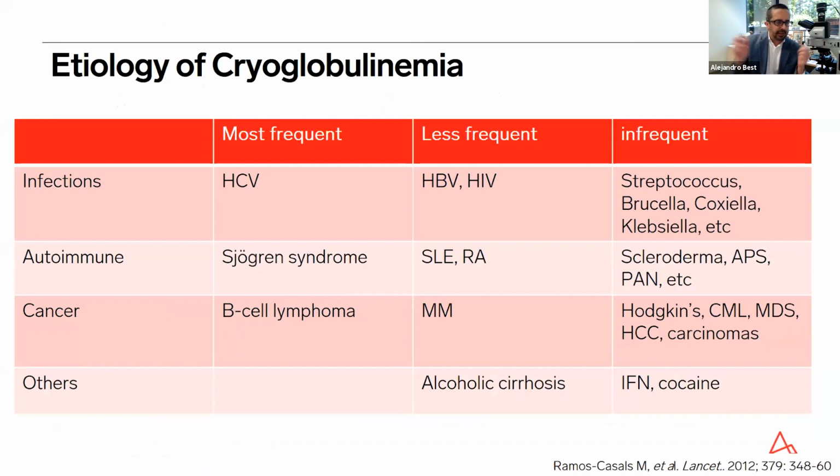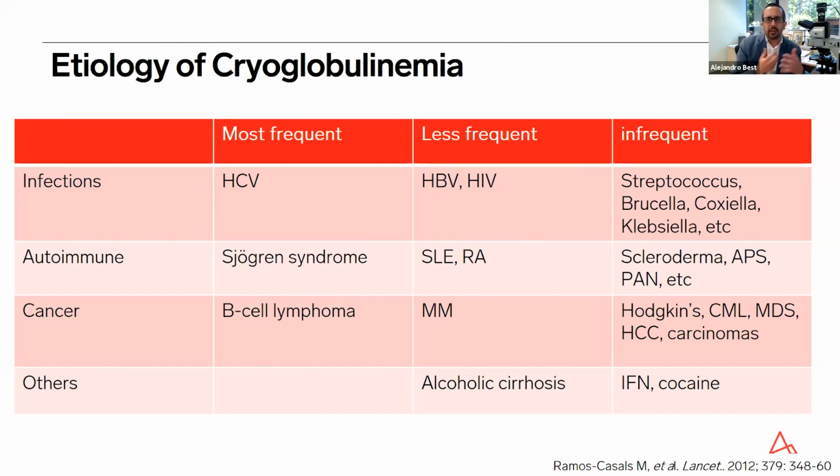By far, and I don't have to tell you guys this, you guys are the experts, Hep C obviously is the most common cause of cryo. But nowadays, because Hep C gets treated so effectively and is very well recognized by the clinicians, we tend to see a little bit more type 2 cryo related to Sjogren's. That's a very common cause of cryo as well. And obviously lymphomas like CLL.